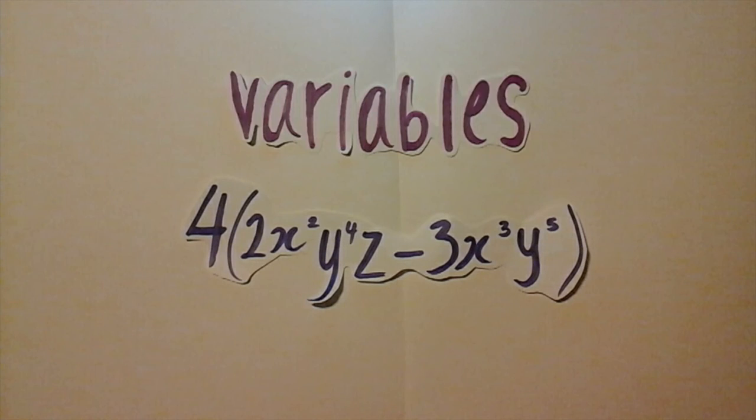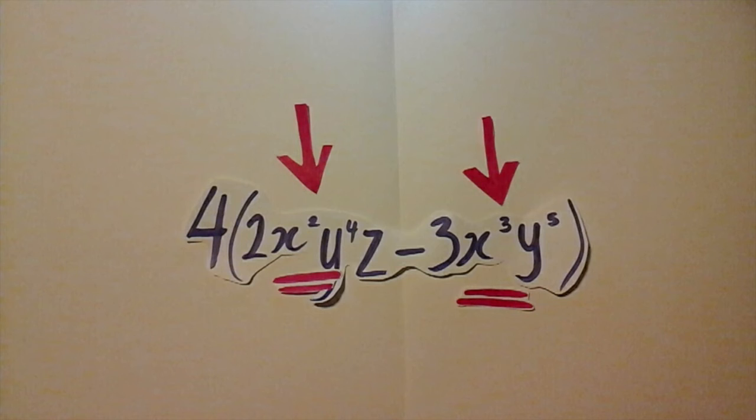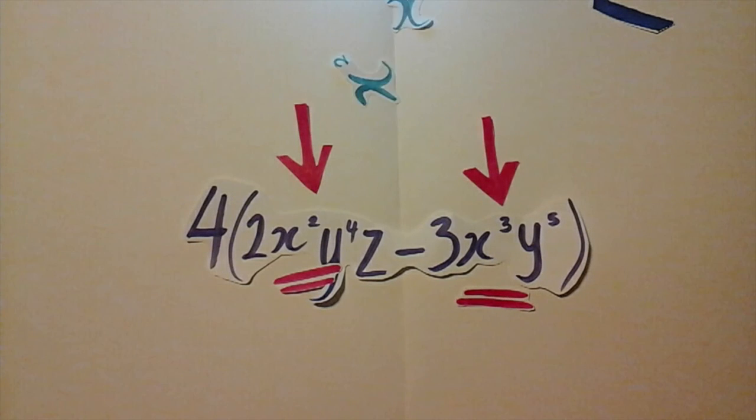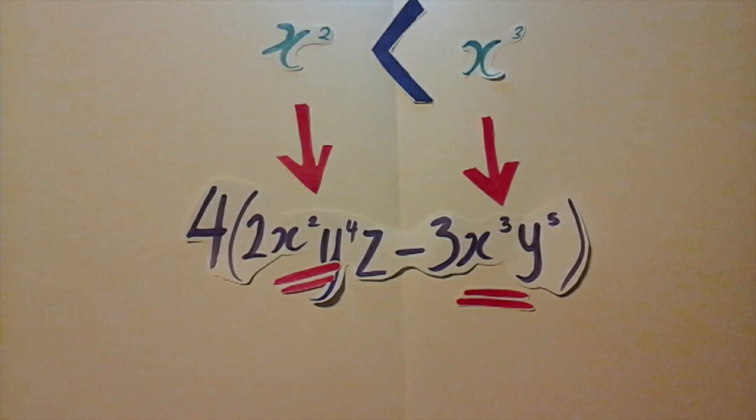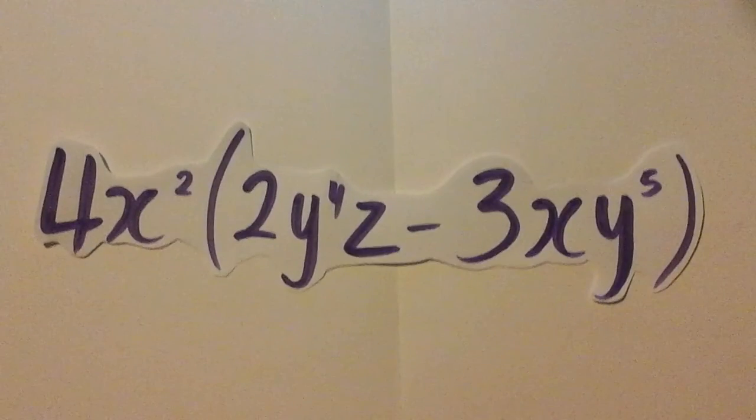Next, we will take the variables. When we have exponents here, we are always going to take the smaller of the two same variables and factor that out. Let's take x first. We have x^2 and x^3. Since x^2 is smaller in value, we will factor that out. Then we have 4x^2(2y^4z - 3xy^5). We still have an x left inside the parentheses, as x^3 divided by x^2 is x.